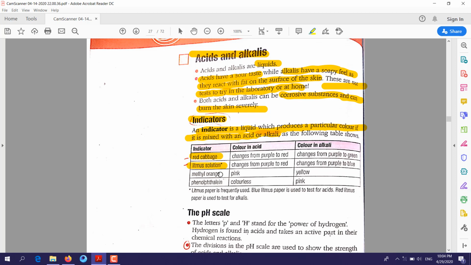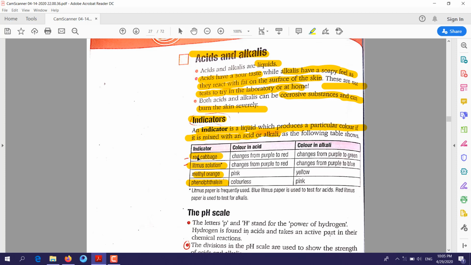For example, these are examples of indicators: red cabbage, litmus solution, methyl orange, and phenolphthalein. As we said, it gives a specific or particular color when it is mixed with acid or alkali. If you have a solution and you don't know if it's acid or alkali, how will you know? You will use an indicator.